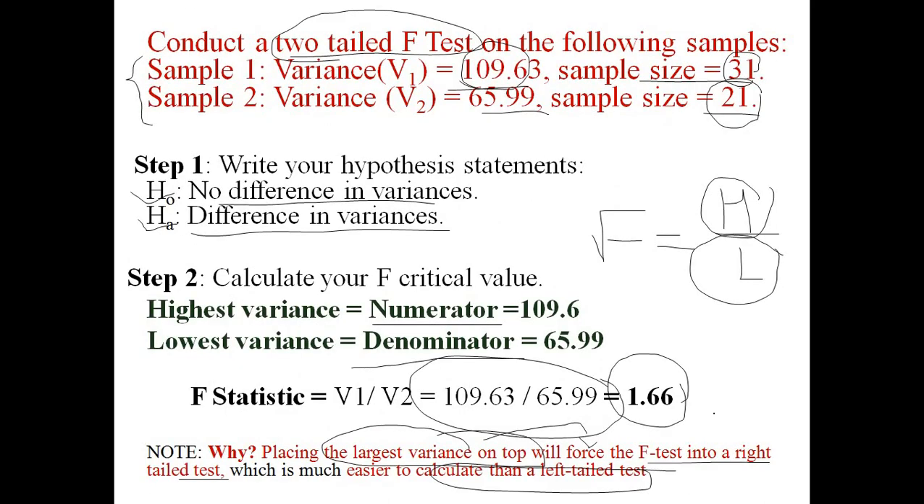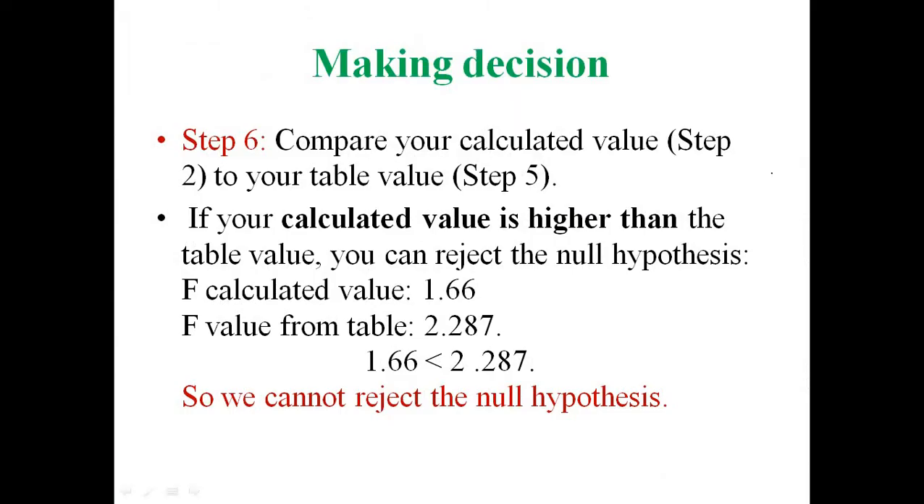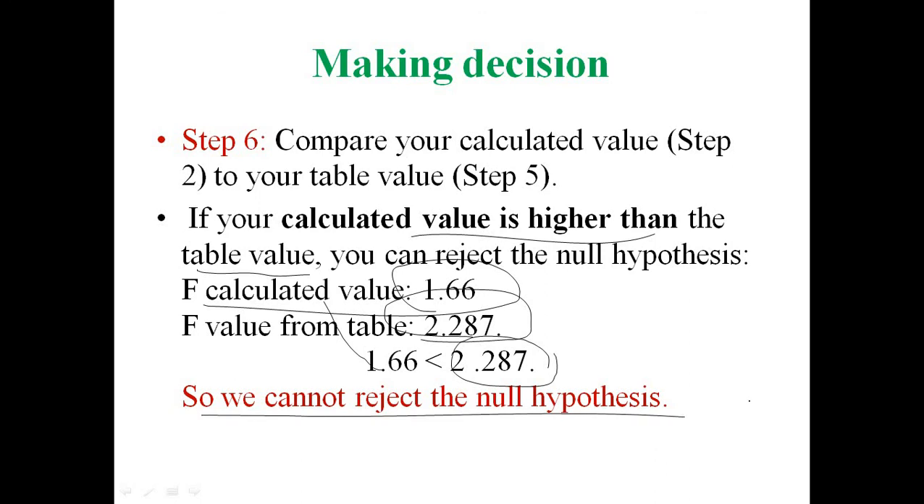So from this we get the tabular value, and in the last slide we received the calculated value. Now our final step is to make the decision from all this. Comparing the tabular and calculated values, the calculated value is 1.66 and the tabular value is 2.28. So what we observe is that the calculated value is less than the tabular value, so we cannot reject the null hypothesis for this two-tailed test.